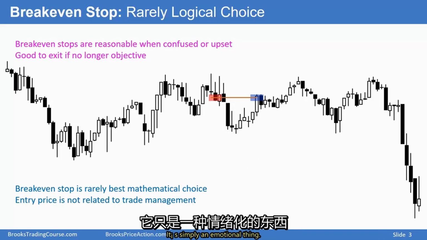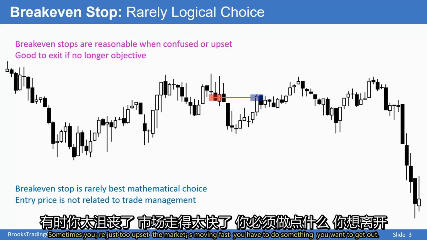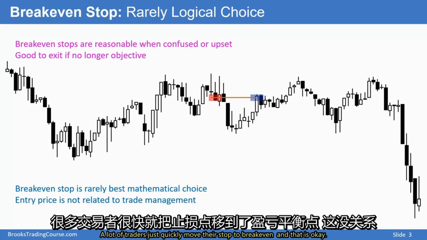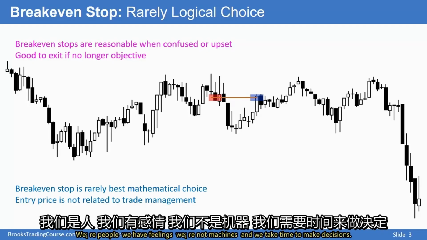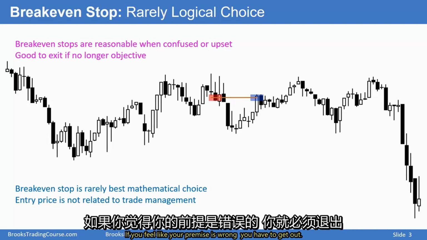It's simply an emotional thing. Sometimes you're just too upset. The market's moving fast. You have to do something. You want to get out. A lot of traders just quickly move their stop to break even. And that is okay. We're people. We have feelings. We're not machines. And we take time to make decisions. If you feel like your premise is wrong, you have to get out.